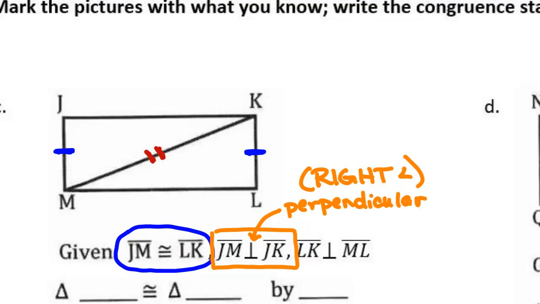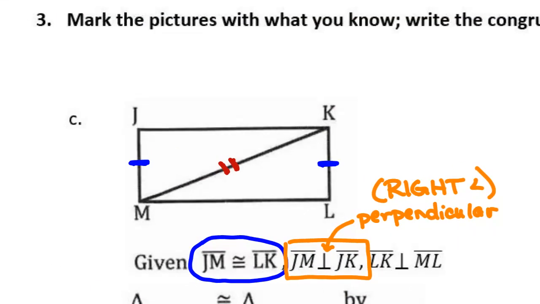So I'm going to go find where those two segments meet. JM, right here, and JK, right here. Where are those two segments meeting? Because that's where my right angle is. At J. So there's my right angle.